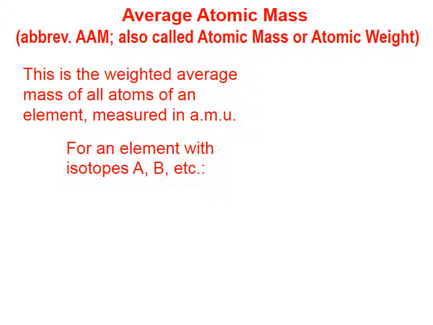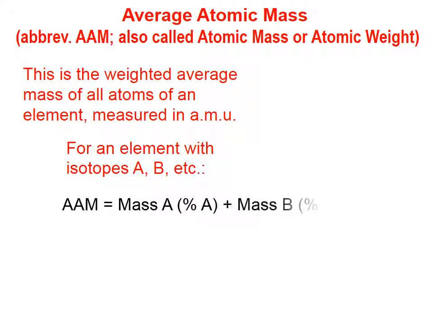Here I've abbreviated average atomic mass as AAM. In other places you might just hear the term atomic mass or atomic weight, but those two terms mean the same as what I've called here average atomic mass. The average atomic mass is the weighted average mass of all atoms of an element measured in AMUs.